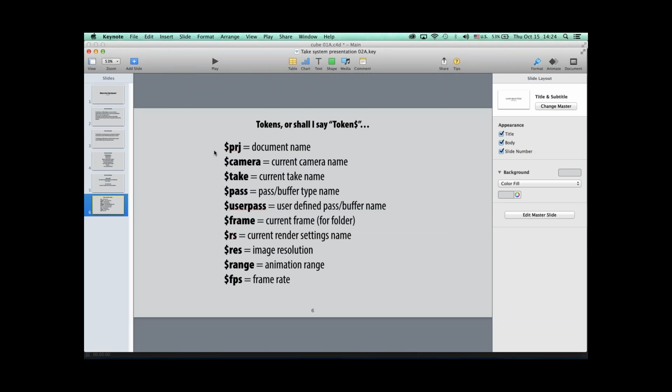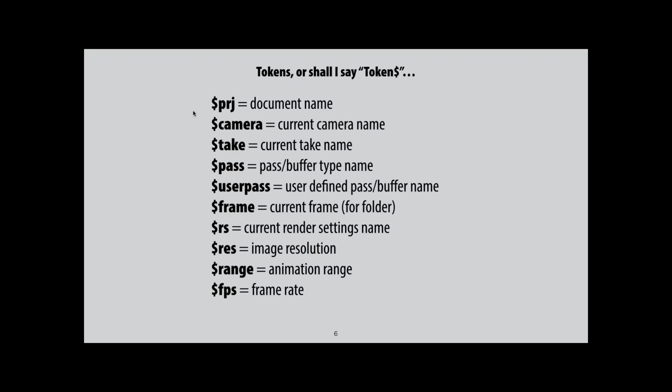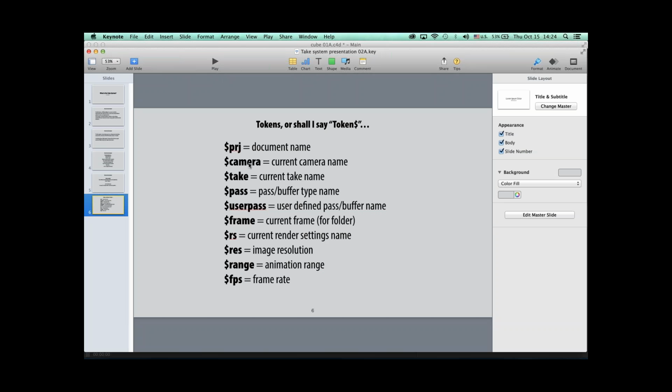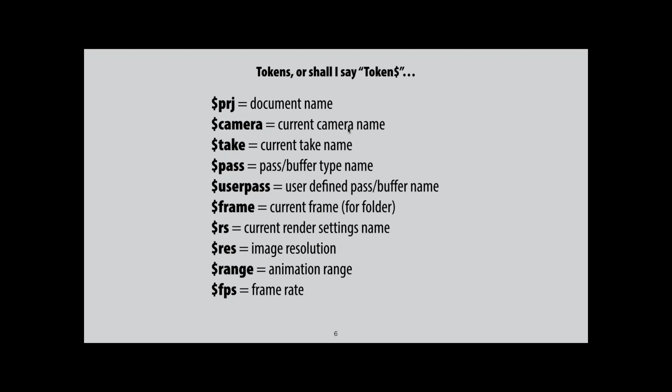So in R17, for saving frames when you're rendering, we have these so-called tokens. They start with a $ sign to indicate that it's a parameter, and $prj stands for document name. Document name is this thing here. $camera, the current camera name, which means it's time to start naming your cameras properly. $take, current take name. $pass, pass buffer type name. $userpass, user defined pass buffer name. This is huge. It's been requested for a long time, and now it's available. The frame number, the current render settings, the image resolution, the animation range, and the frame rate. These are the important tokens which most people use.